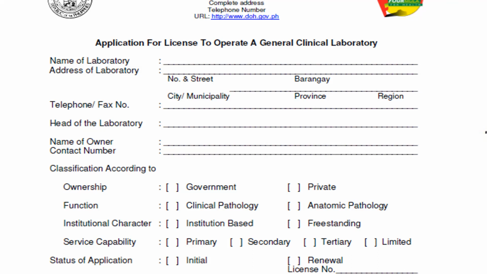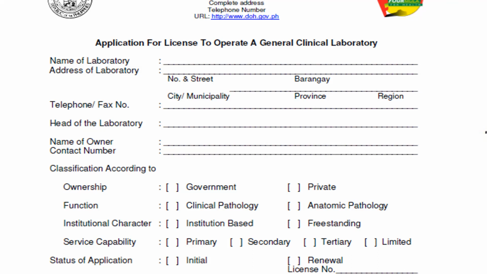I hope it's clear. The next item is the classification according to ownership, whether it's government or private. Again, in the next slides, I'm going to discuss this. What is the difference between government and private, and the function, whether clinical, anatomical, or both, the institutional character, whether institution-based or freestanding, and then the service capacity, whether primary, secondary, tertiary, or limited. And then the status of application, whether initial or renewal.